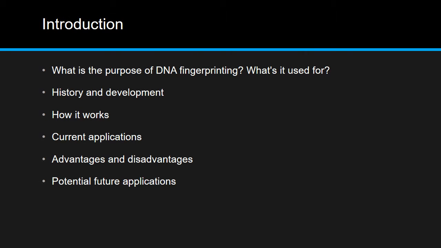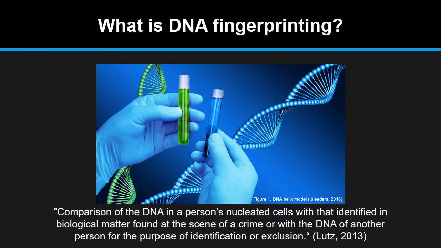What is the purpose of DNA fingerprinting? What's it used for? The history and development, how it works, current applications, advantages and disadvantages, and potential future applications. So what is DNA fingerprinting? Well, Lutz describes it as a comparison of the DNA in a person's nucleated cells with that identified in biological matter found at the scene of a crime or with the DNA of another person for the purpose of identification or exclusion.